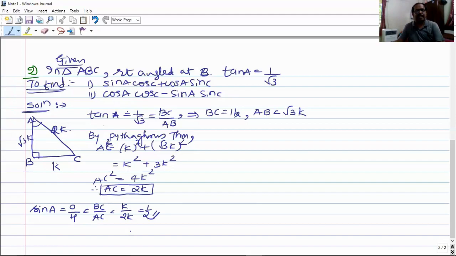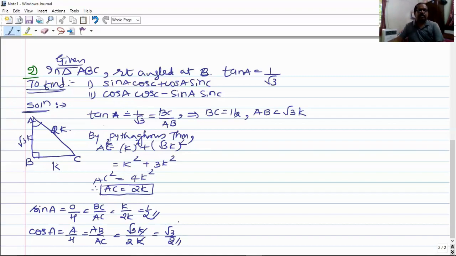So I can say sin A equals 1 by 2. Similarly, I can find the value of cos A. Cos A is adjacent by hypotenuse, A by H. So what is A? Adjacent side is AB, and hypotenuse is, as usual, AC. So how much is AB? AB is equal to root 3k, and AC is again 2k. So can I cancel this k? Yes, cancelling this k, it is equal to root 3 by 2.